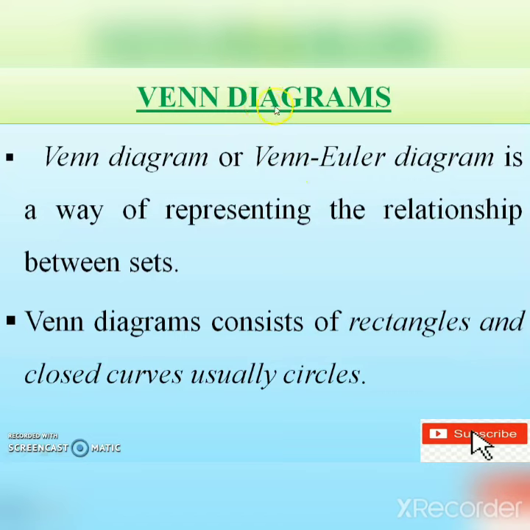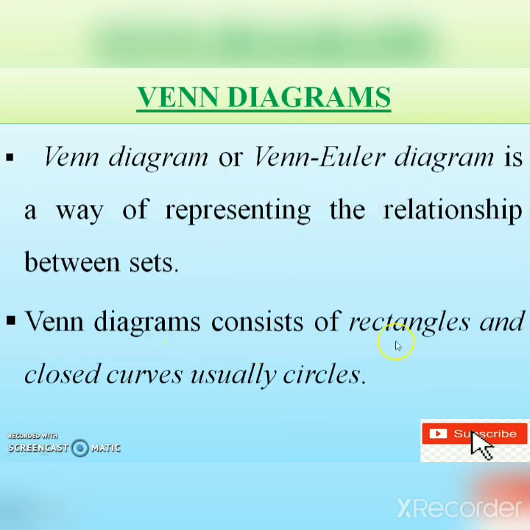So basically, what are Venn diagrams? Venn diagram is also called a Venn-Euler diagram, and it is a way of representing the relationship between sets. If we want to say what is the relationship between two or three sets, we can represent that with the help of a Venn diagram or Venn-Euler diagram. For example, a bar graph is used to represent some data. Similarly, in order to represent the relationship between sets, we use a Venn diagram or Venn-Euler diagram.